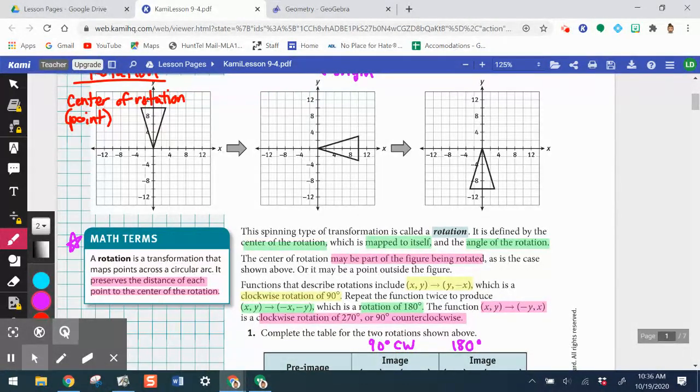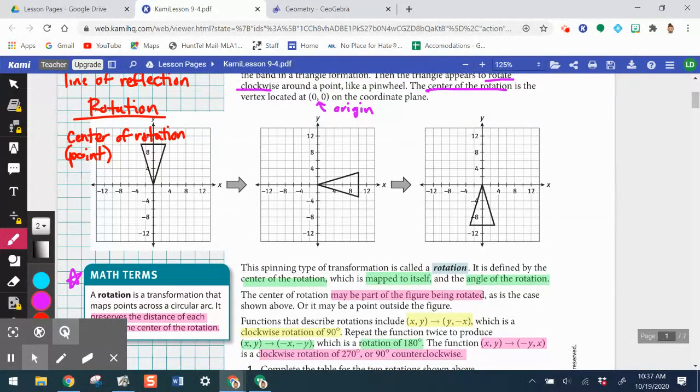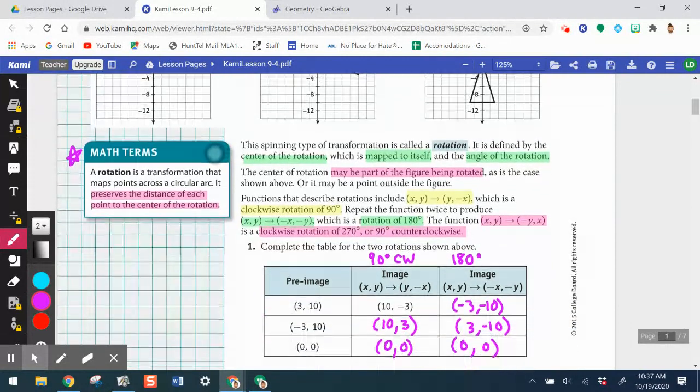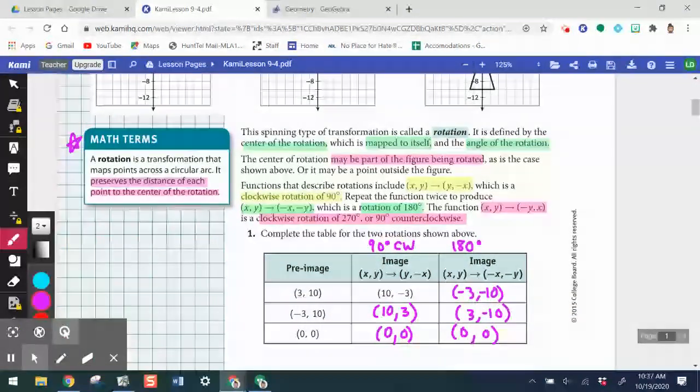and there really is a ton to process here, just like with the reflections. But hopefully you notice that this triangle here, it definitely appears to be turning. We see that it's pointing down here, then it's pointing left, then it's pointing up, and we could safely assume if we kept going, it'd be pointing right, and then back down as the rotations continue. So it says the spinning type of transformation is called a rotation. It is defined by 2 very important parts, the center of the rotation and the angle of the rotation.